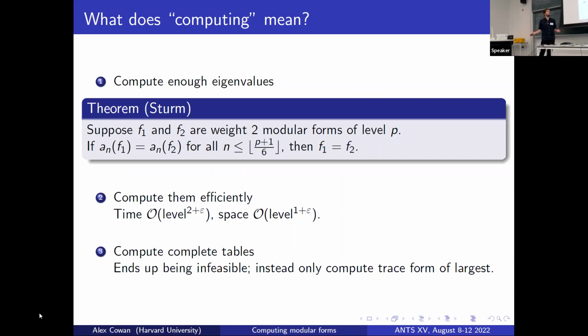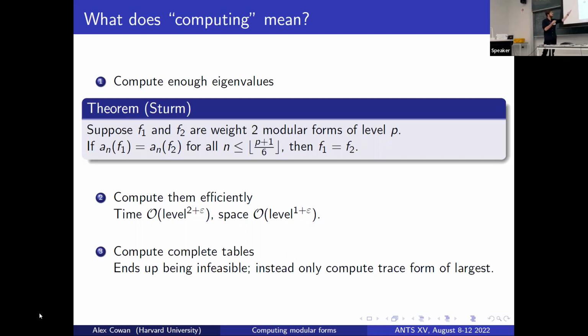There's a theorem of Sturm that says that if you have 2 modular forms of level P, and they agree to the first P over 6 Fourier coefficients, then in fact, they will agree forever. You have the same form. So we're going to compute up to there.